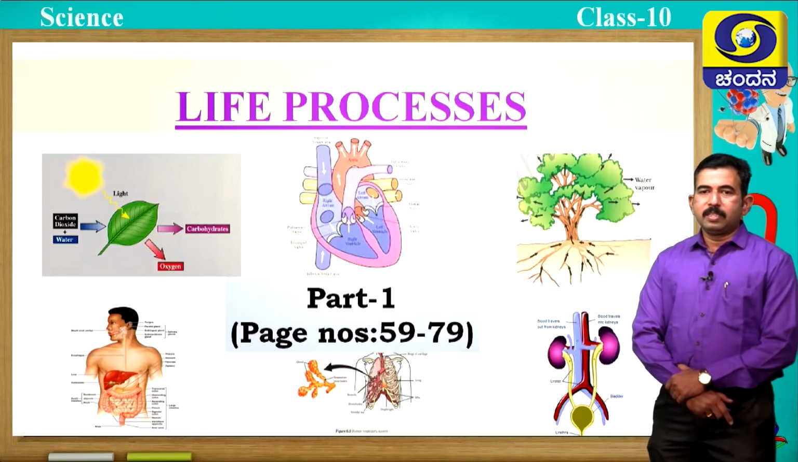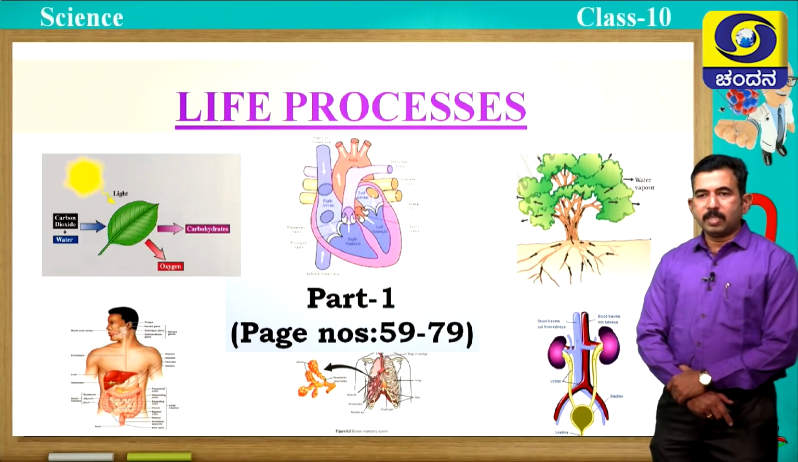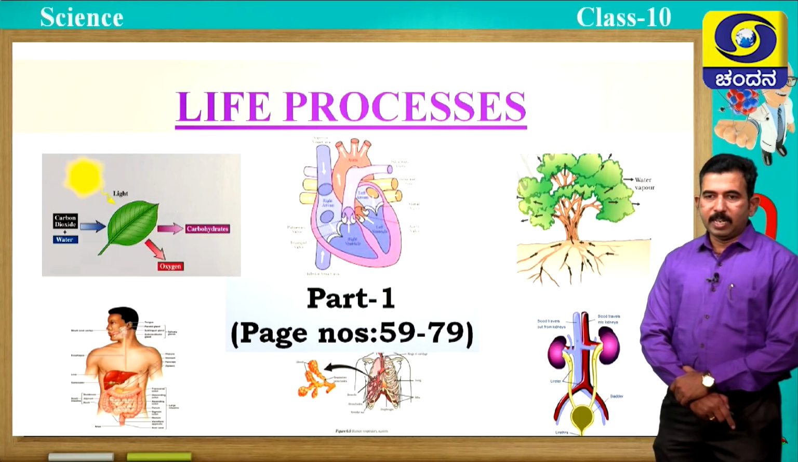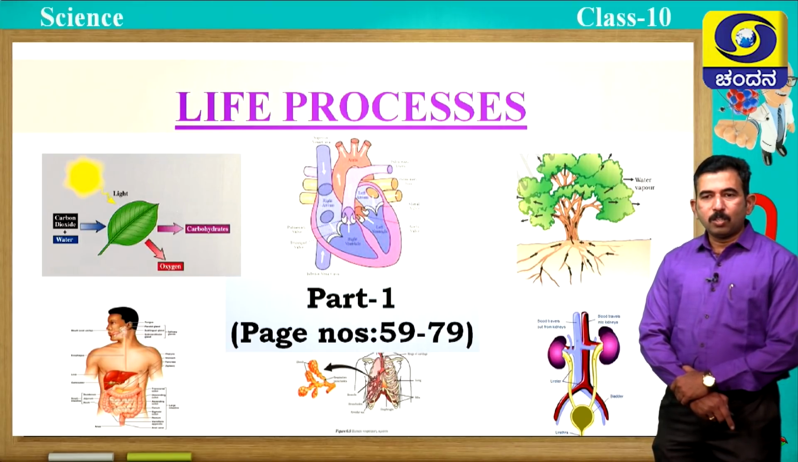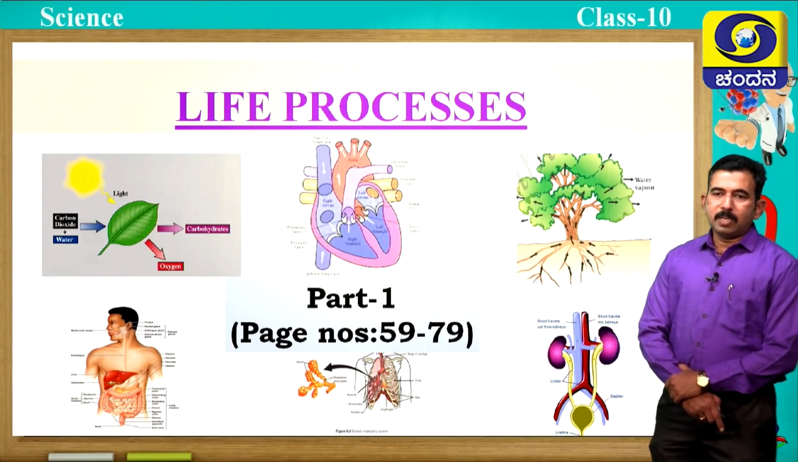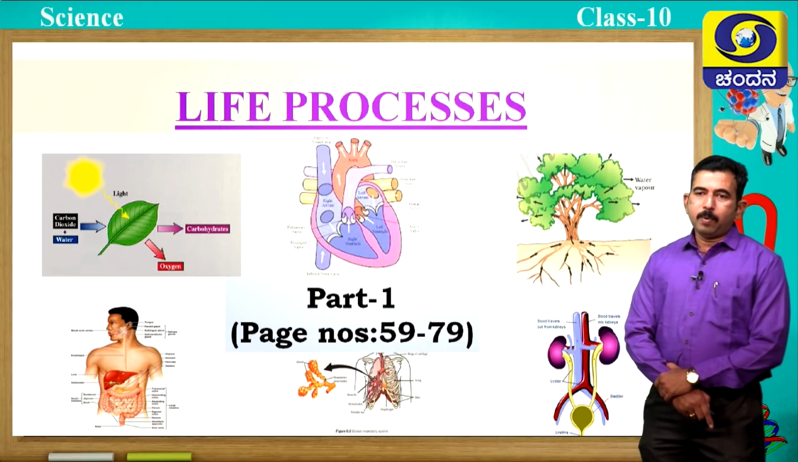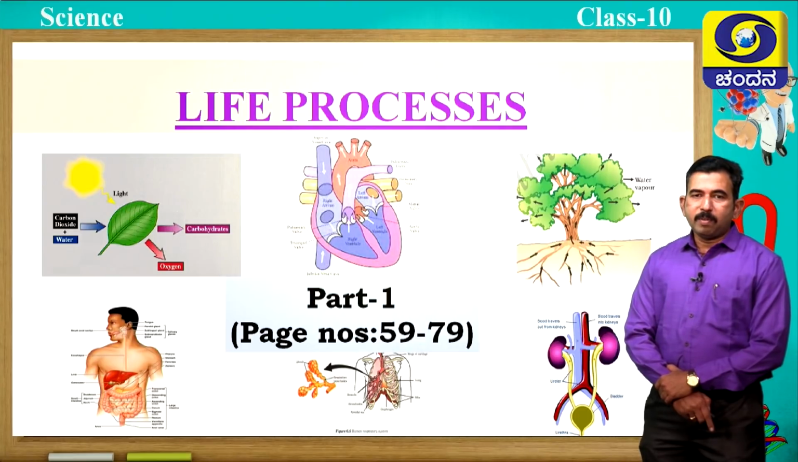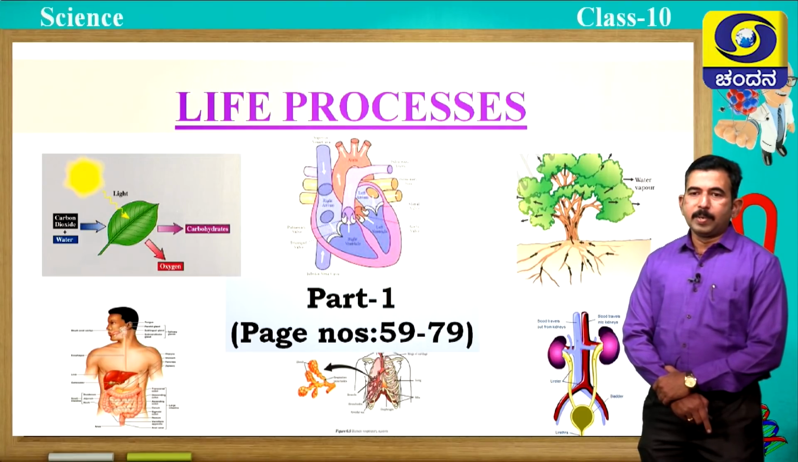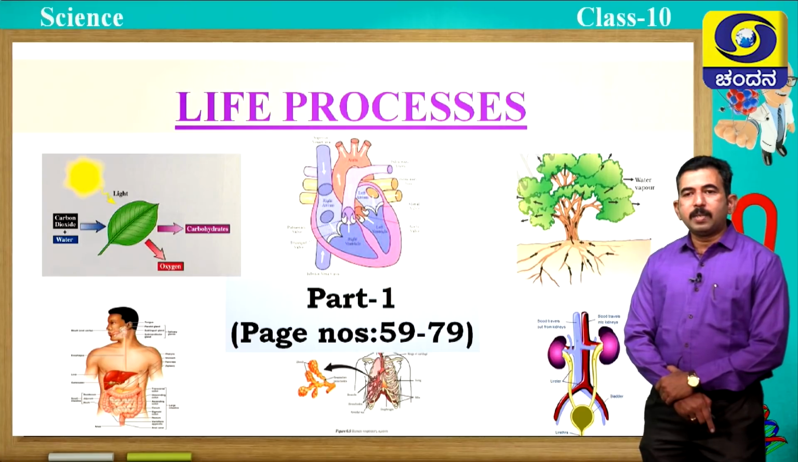Today we are going to discuss chapter number 6, life processes, which is there in part 1 of your science textbook, page number 59 to 79. Students, all of you are ready with your textbook. Also, please keep a notebook to note down the points. In this particular chapter, we are going to discuss main learning points. Also, I am going to give you few hints which will be very useful for you to remember in the examination. So, students, this chapter we are going to study in 5 sessions.